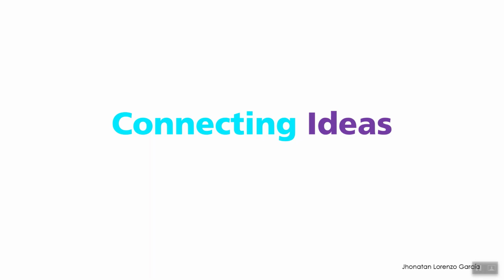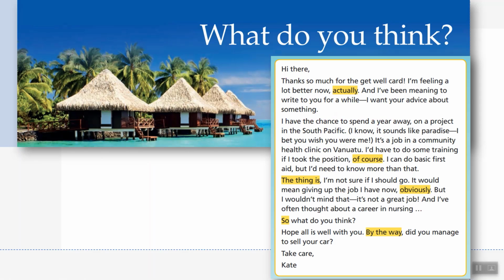Okay guys, so number one, we're going to look at a text, and this is a personal email. What I want you to pay attention to here, guys, is especially the expressions that help us to connect our ideas and how these expressions make the text more interesting. Okay, I'm going to read very quickly, and pay attention to the words.